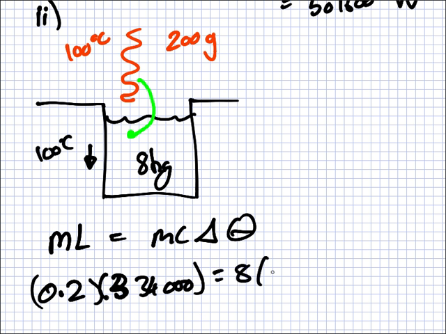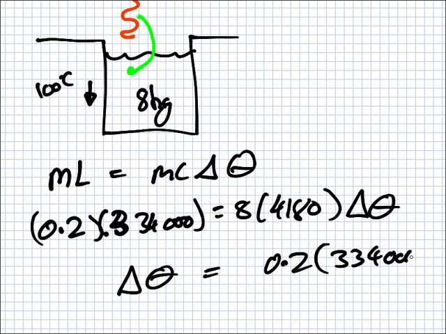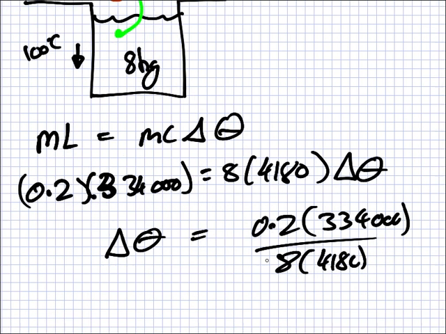Equals 84180 delta theta. And I want the delta theta. Okay, what's this, so? What's that, please? Why we directly use delta theta?